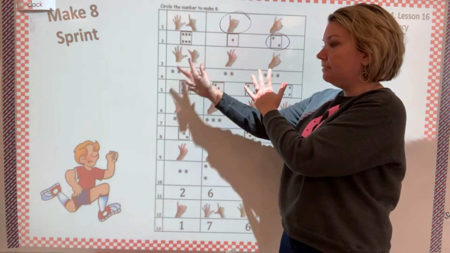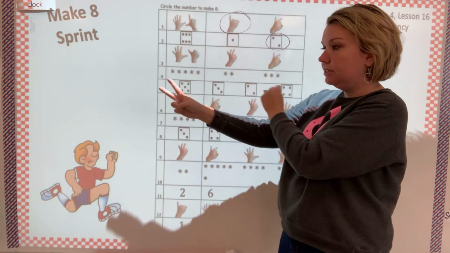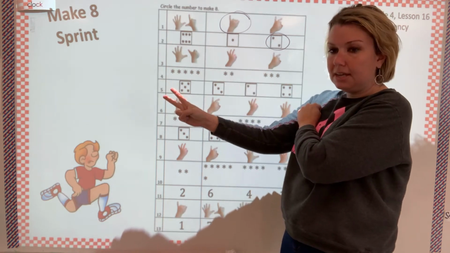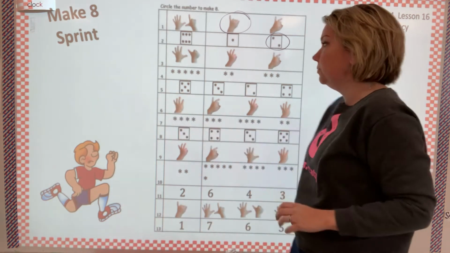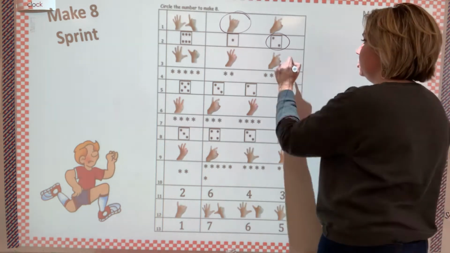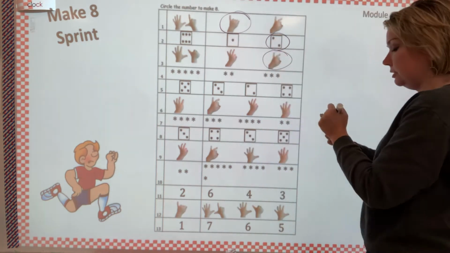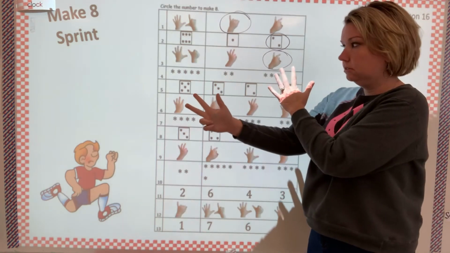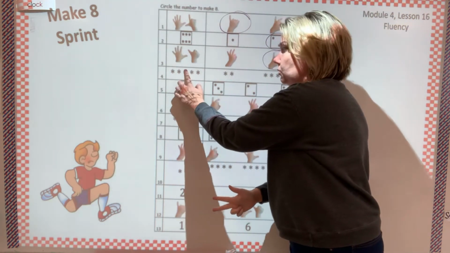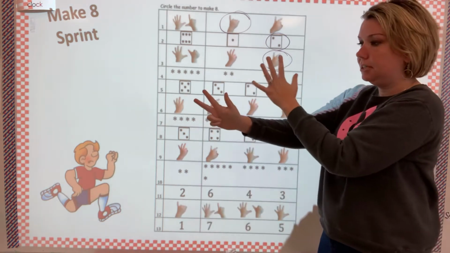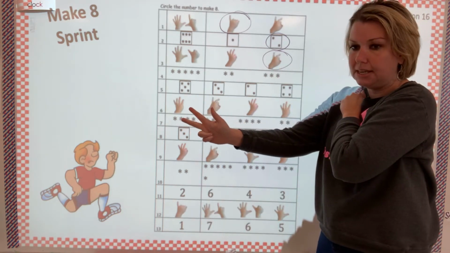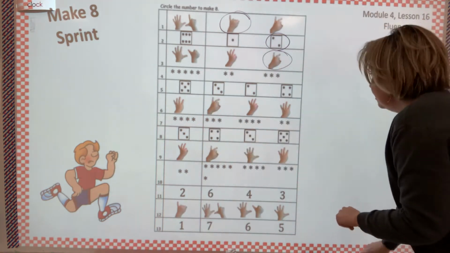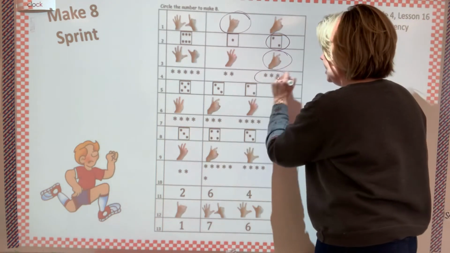Make 8. Once again, we have 6 fingers. Take 6 fingers away. How many's left? 2. So I'm going to circle the child with 2 fingers. Make 8. There's 1, 2, 3, 4, 5 stars. I'm going to take 5 fingers away. How many's left? 3. So I need 3 more to make 8.